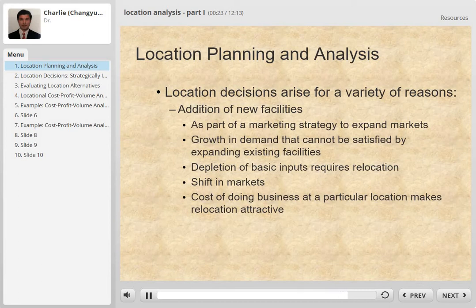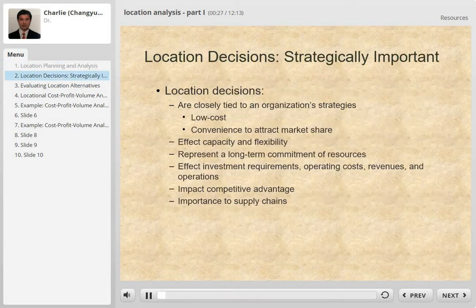Why? The location decisions are important. It is at a strategic level. Usually that means executives make such a decision. So if we look at the business strategy, low cost is one out of the 4 dimensions in terms of competitiveness. It is a long-term commitment of resources. That decision is difficult to reverse and is capital intensive.